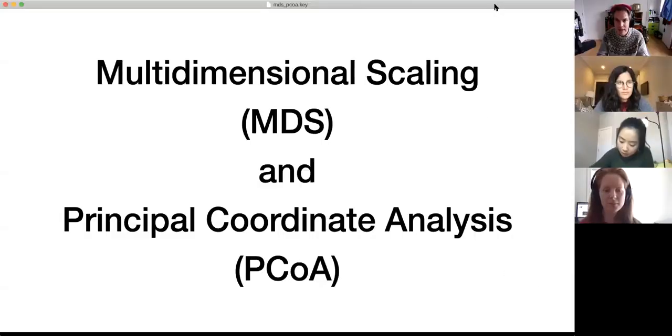And we're going to move on to something called multidimensional scaling. It sounds very scary, multidimensional scaling. But if you understand PCA, or at least the main ideas behind PCA, multidimensional scaling is going to be a snap, and we're going to plow through this really quickly.